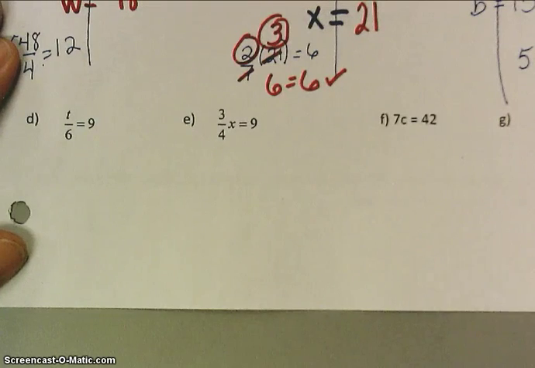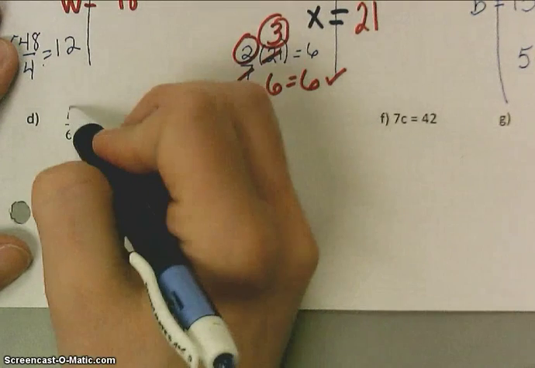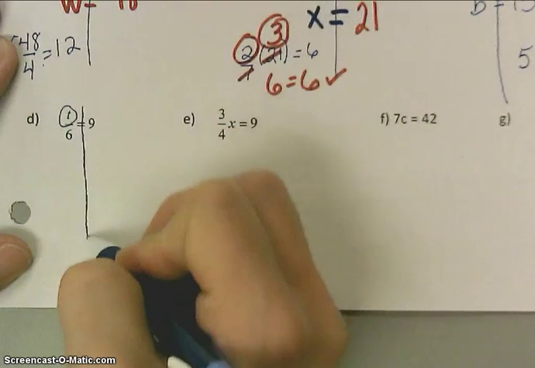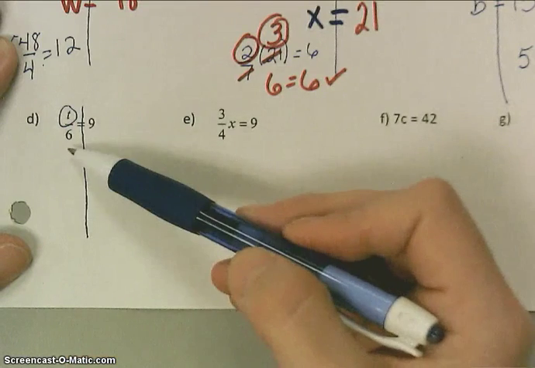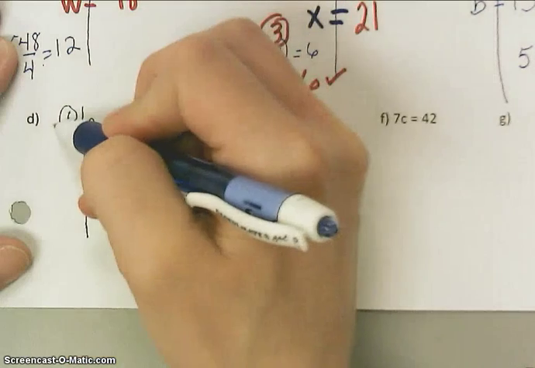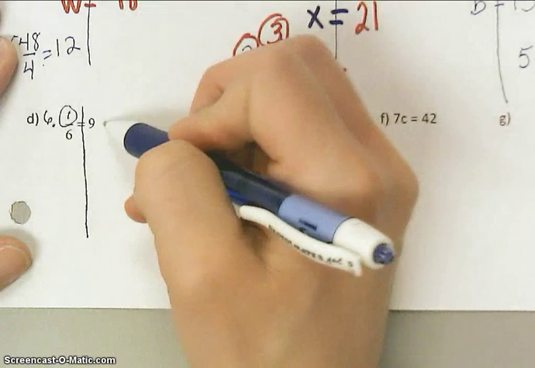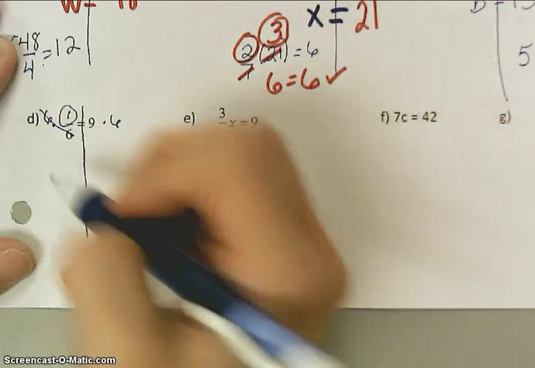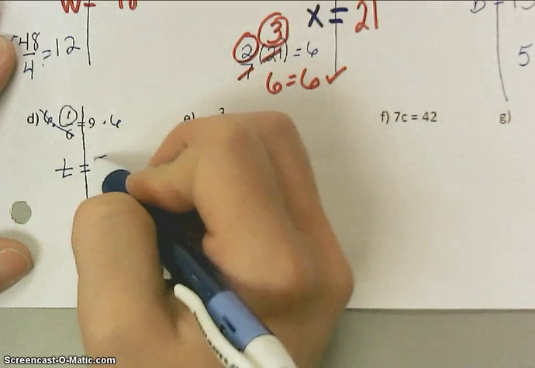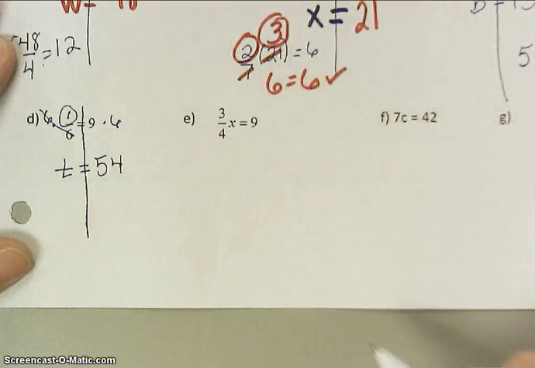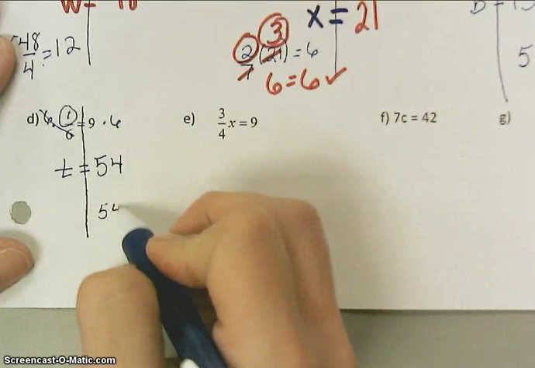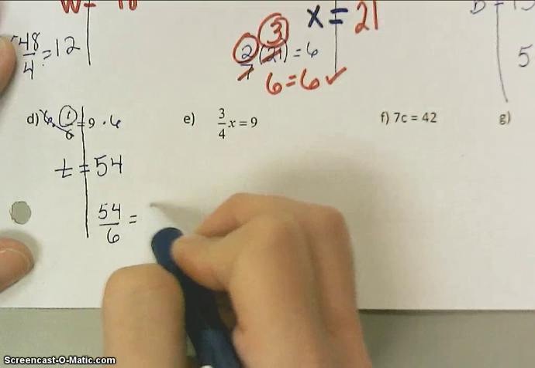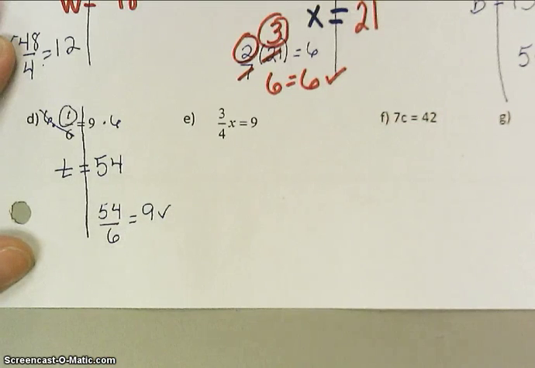Okay, for D, I have my t here. I'm going to draw my line. T divided by 6. So to undo that, I'm going to multiply both sides by 6. My 6's cancel out. So I have t equals 54. To check it, 54 divided by 6 does equal 9, so it works.